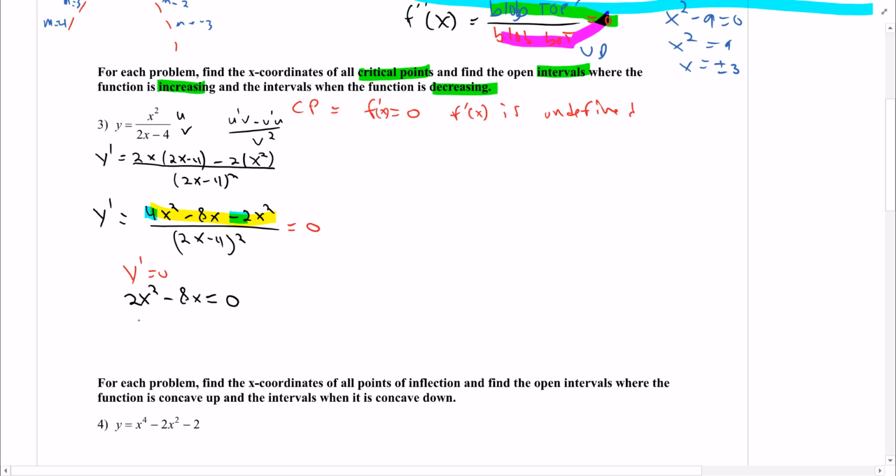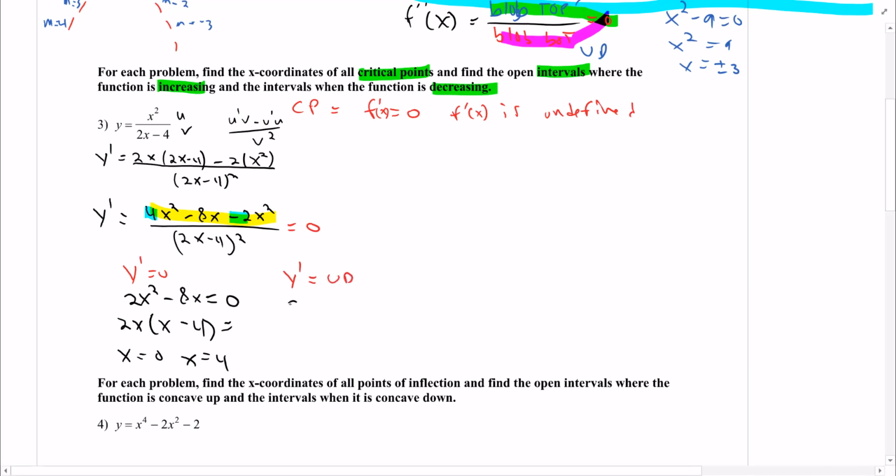We can just factor this. We can factor out a 2x, and we'll be left with x minus 4. And so the critical values here are x equals 0 and x equals 4. This is when y prime equals 0. We also need to find out when is y prime undefined.